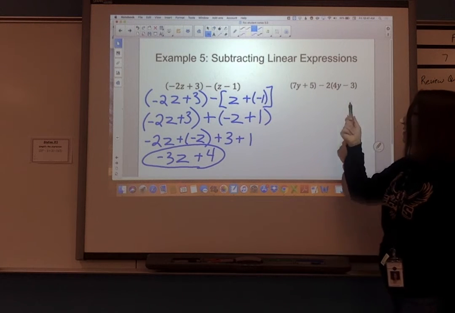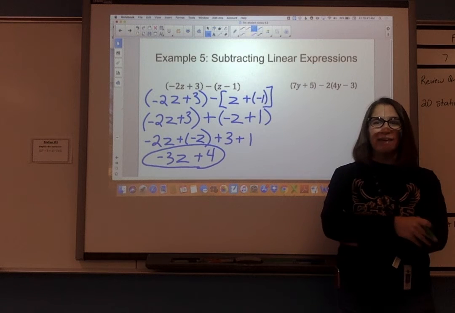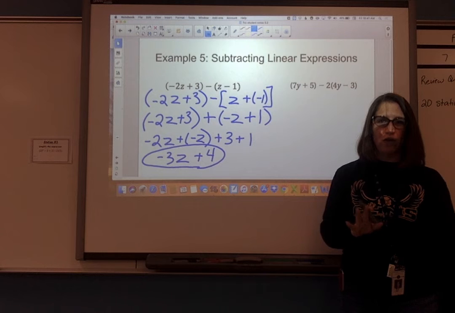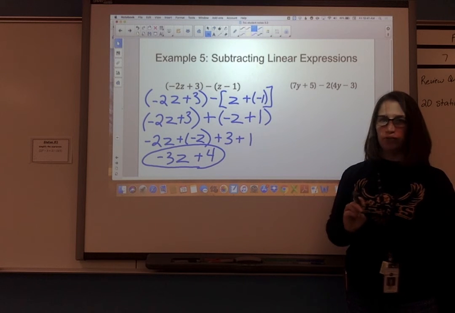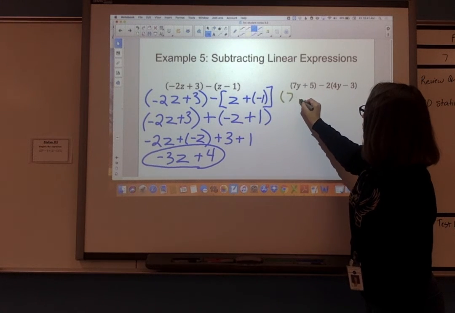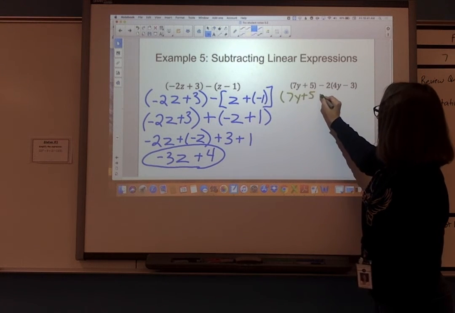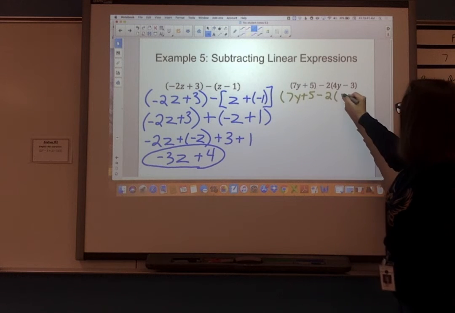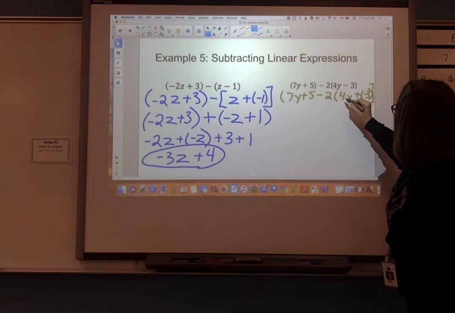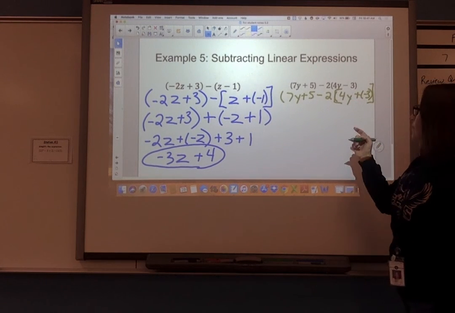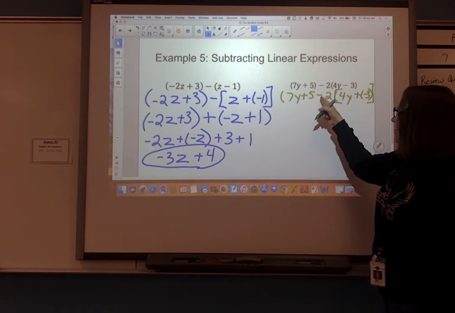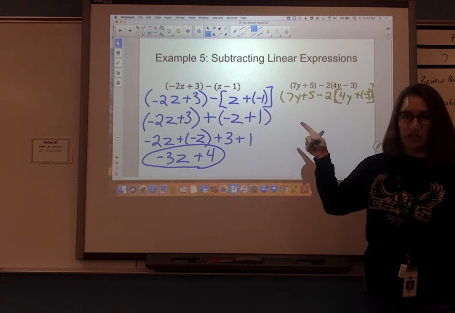Here I have another subtraction problem. This time I can see that I'm going to have to distribute this 2. Before I do that, though, I'm going to change all of my subtraction to addition. So let me start with what's inside the parentheses. I'm going to have 7y plus 5 minus 2 times 4y plus negative 3. Okay, so now what's inside the parentheses is addition.